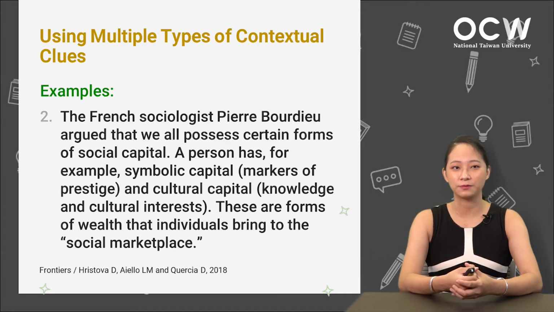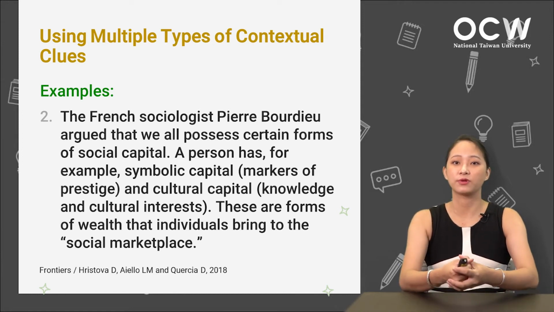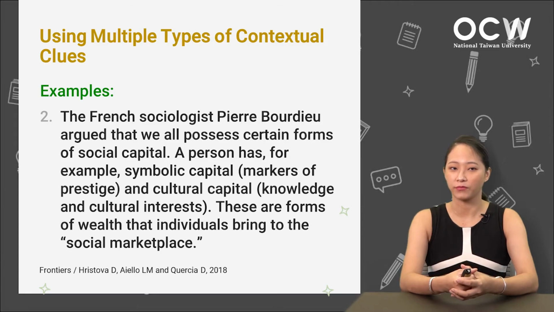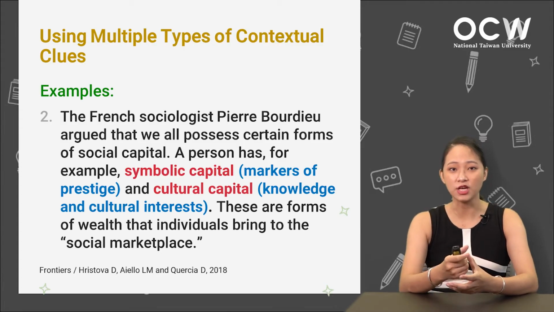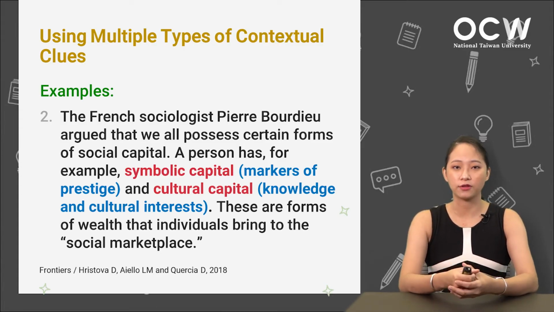So let's look at a second example. The French sociologist Pierre Bourdieu argued that we all possess certain forms of social capital. A person has, for example, symbolic capital (markers of prestige) and cultural capital (knowledge and cultural interests). These are forms of wealth that individuals bring to the social marketplace. Again, the author is trying to explain what symbolic capital and cultural capital are. The author put the explanation of these two terms in parentheses right after each word to help you locate the meaning of the unfamiliar word.